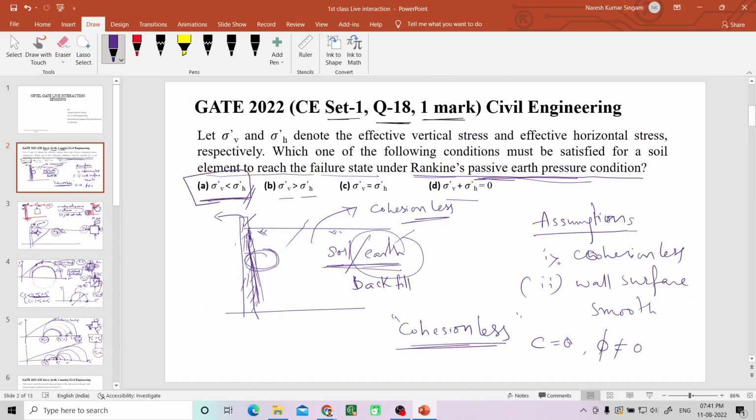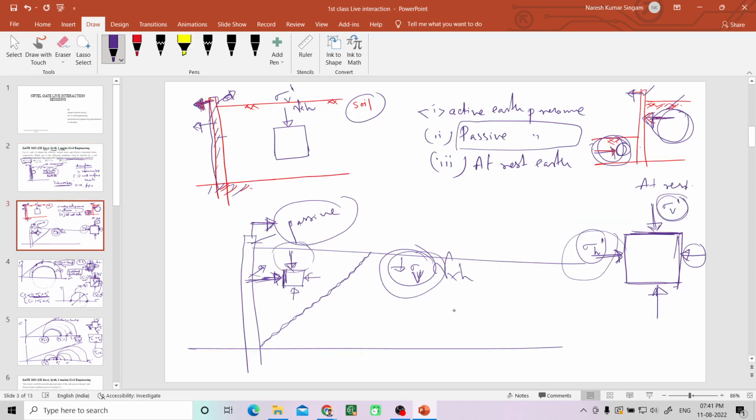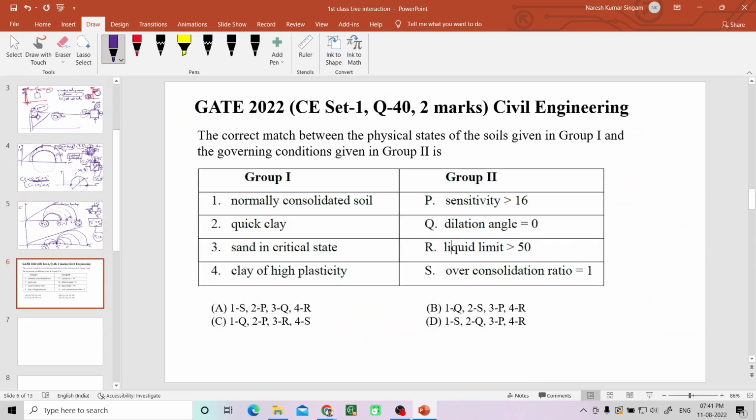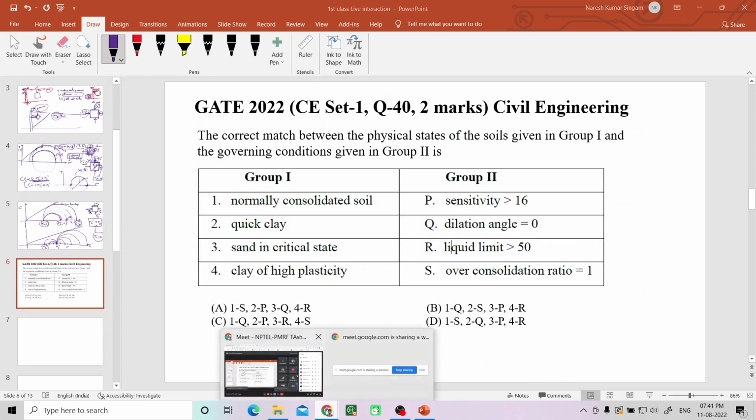Any doubts? Sigma h greater than sigma v is nothing but sigma v less than sigma h. I hope everyone understands. So shall I move to the next question? Am I audible? Can someone reply?